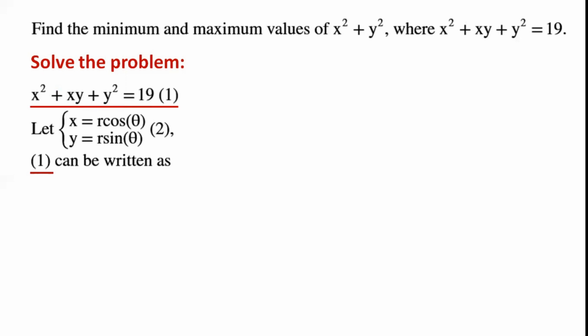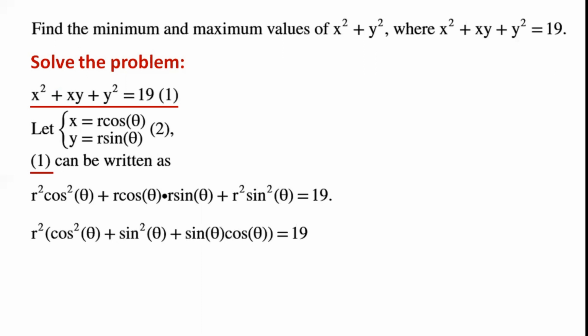Equation 1 can be written as r squared cosine squared theta plus r cosine theta r sine theta plus r squared sine squared theta equals 19, which can be written as r squared times (cosine squared theta plus sine squared theta plus sine theta cosine theta) equals 19.